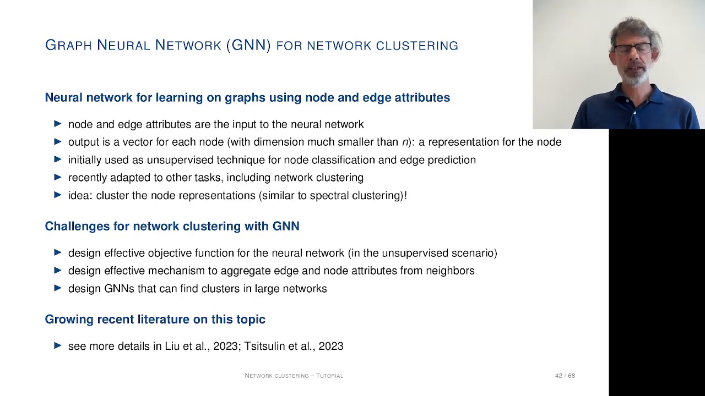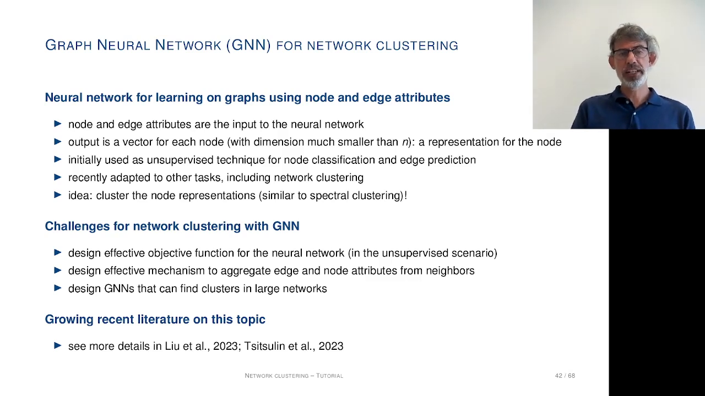All right, so this gives rise to our last approach, which is using learning to cluster nodes in the network. And we're going to talk about graph neural networks, which is a technique that has been developed recently to learn things on graphs. So it's a neural network that can learn properties of graphs using node and edge attributes. So the way this framework, the GNN, works is that node and edge attributes are the input to this neural network, and the output of the neural network is a vector for each node. The dimension of this vector is much smaller than n, the number of nodes of the graph. And we're going to call that vector the representation for the node.